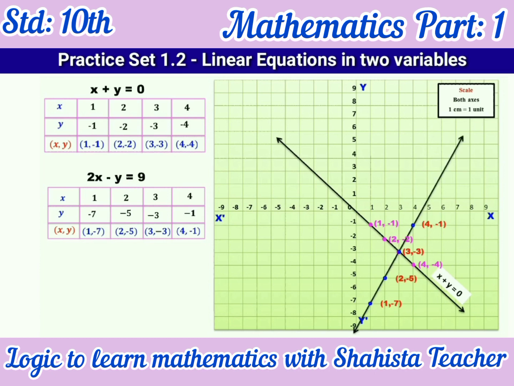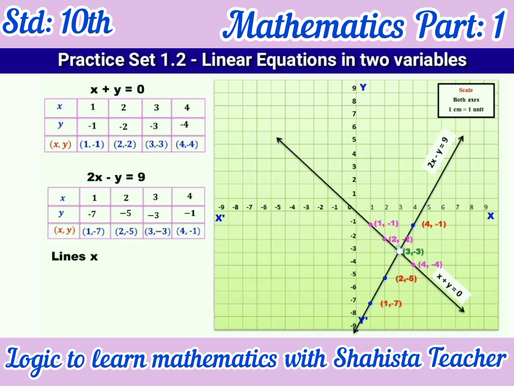Now here you can see an intersection point. The second line is representing 2x minus y is equal to 9. Now this is the intersection point: 3 comma minus 3. Yes, 3 comma minus 3 is the intersection point. Is that clear, my dear students? So here we will put 3 comma minus 3 is the intersection point.